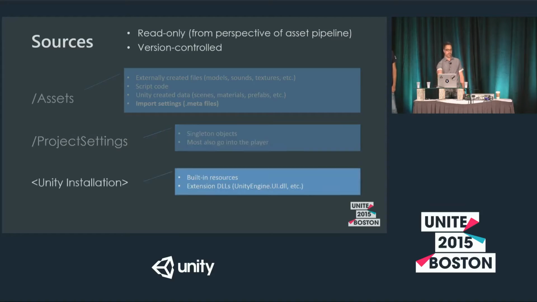And finally, one thing that users are often not aware of, there's also the stuff in the Unity installation folder, and that also goes into the import process. There's the built-in resources that we ship with all the players, and then there's the extension DLLs that you may or may not use, and we feed them into the import process as well. So all this stuff makes up the source data that we bring into the pipeline.